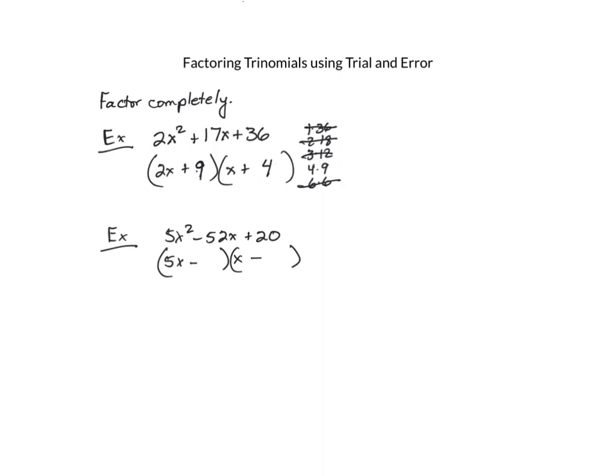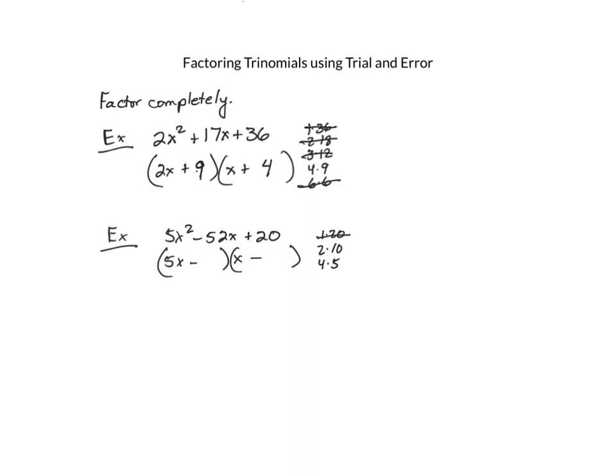So the possibilities for 20 are 1 times 20, 2 times 10, or 4 times 5. Now here's where the no common factor comes into play. I am not going to put any number here that creates a common factor with this. That means no multiple of 5. So 5 cannot go here, 10 cannot go here, and 20 cannot go here. So I can put the 1 here and the 20 here, but that doesn't give me the negative 52 that I need. So let's try the 2 and 10.